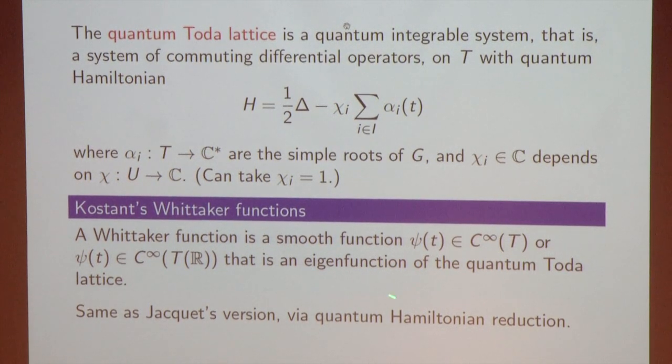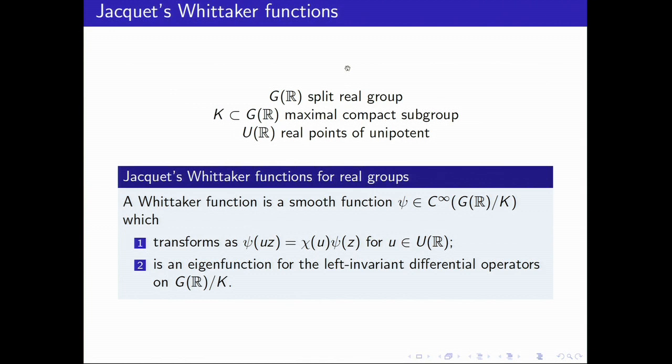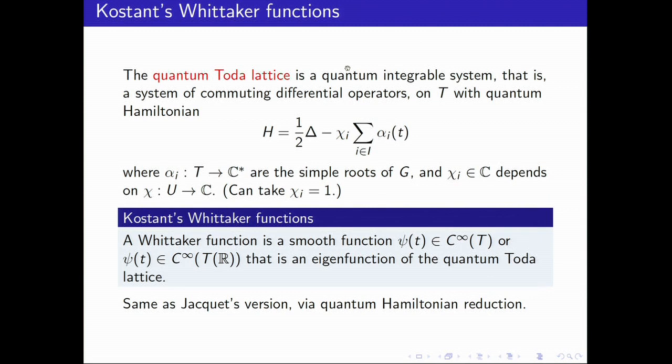So what's the difference between the two versions? In this version, you have a function on the group which transforms in a particular way under subgroup actions on the left and right, and it's an eigenfunction of a large bunch of differential operators. And in Kostant's version, it's a function on a much smaller set. It's just a function on the torus. So you've gotten rid of the transformation properties, and this large class of differential operators is reduced to studying this thing called the quantum Toda lattice.